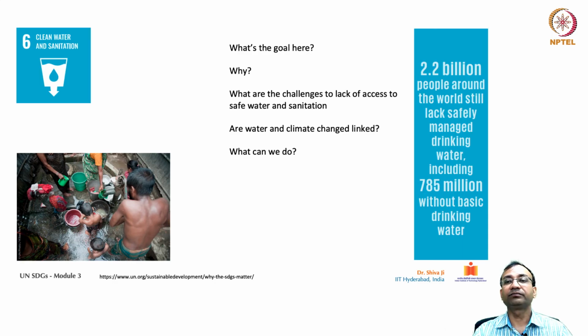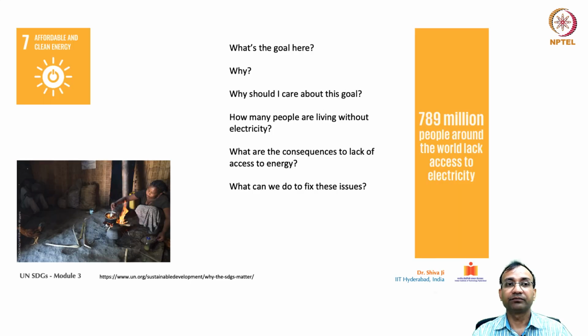The sixth one, well, why do we need this SDG? What are the challenges of lack of access to safe water and sanitation? Are water and climate change linked? What can be done? Then we have the seventh one, affordable and clean energy. You see the picture over here in the bottom.